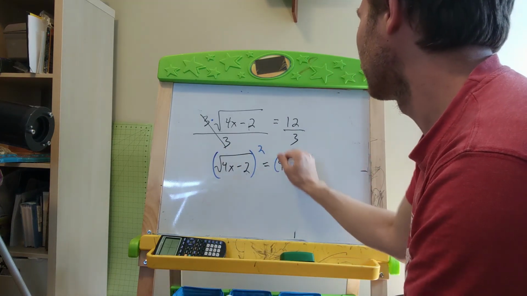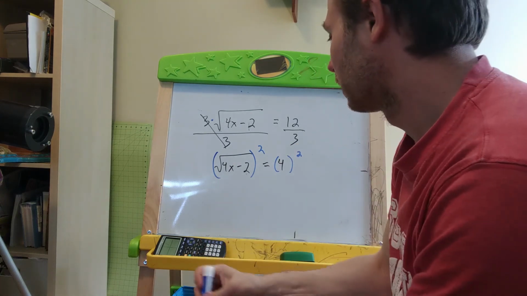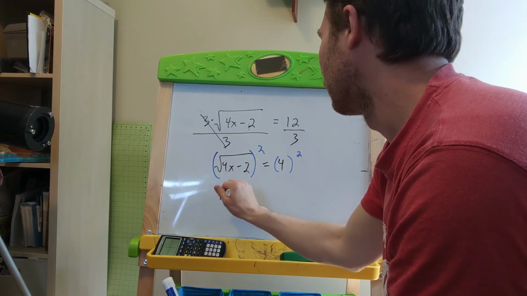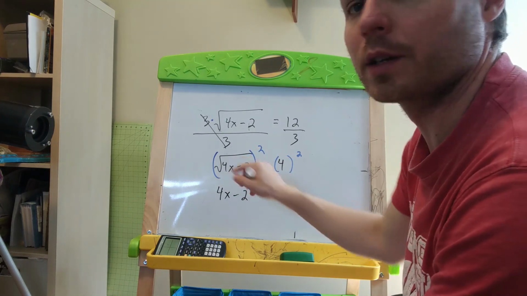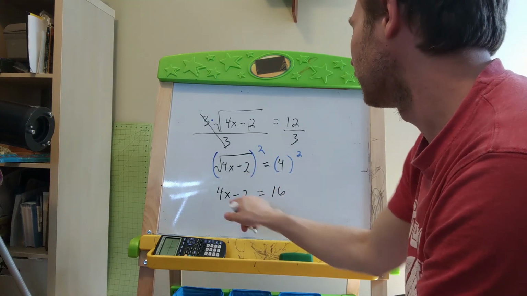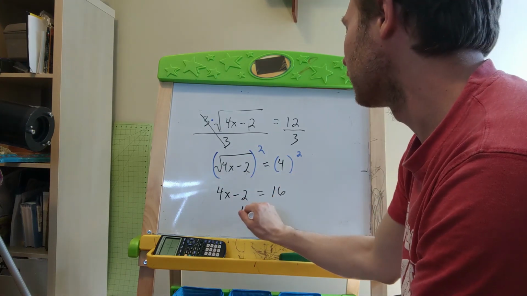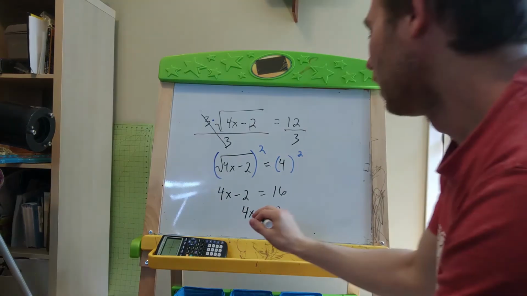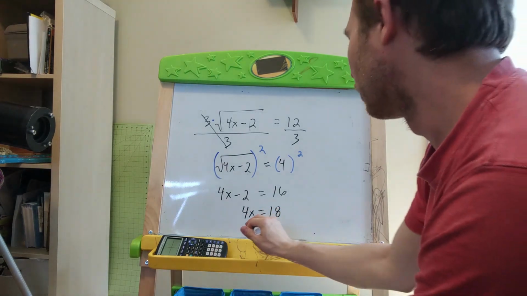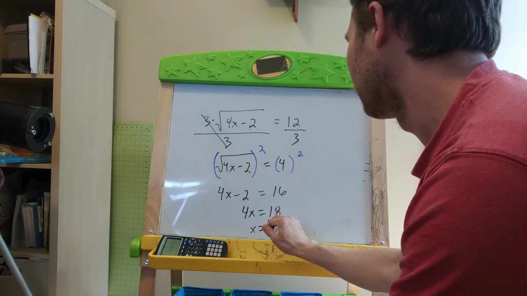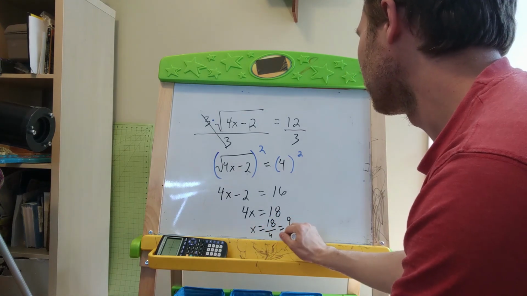And now I'm going to just square both sides like I did before to get rid of the square root. So square, square, and then I have 4x minus 2, because the square undoes the square root, is equal to 16. Add 2 to both sides to get 4x is equal to 18. Now we divide both sides by 4. We're going to get 18 over 4, and that's 9 over 2.